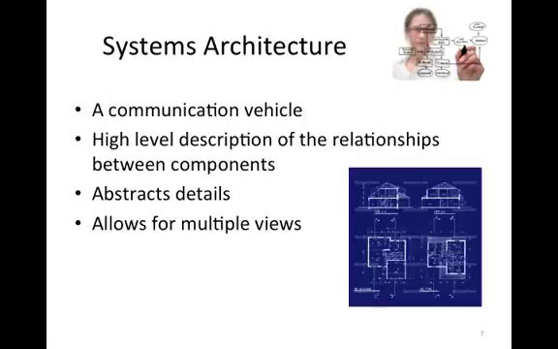And just like a blueprint is, the systems architecture is a communications vehicle. It is a document to help us understand the different relationships between the components. In most cases in a systems architecture, we abstract the details. That is, we generalize and we leave out details that just make things more confusing. There may be certain views of the system architecture where we need all of those details.